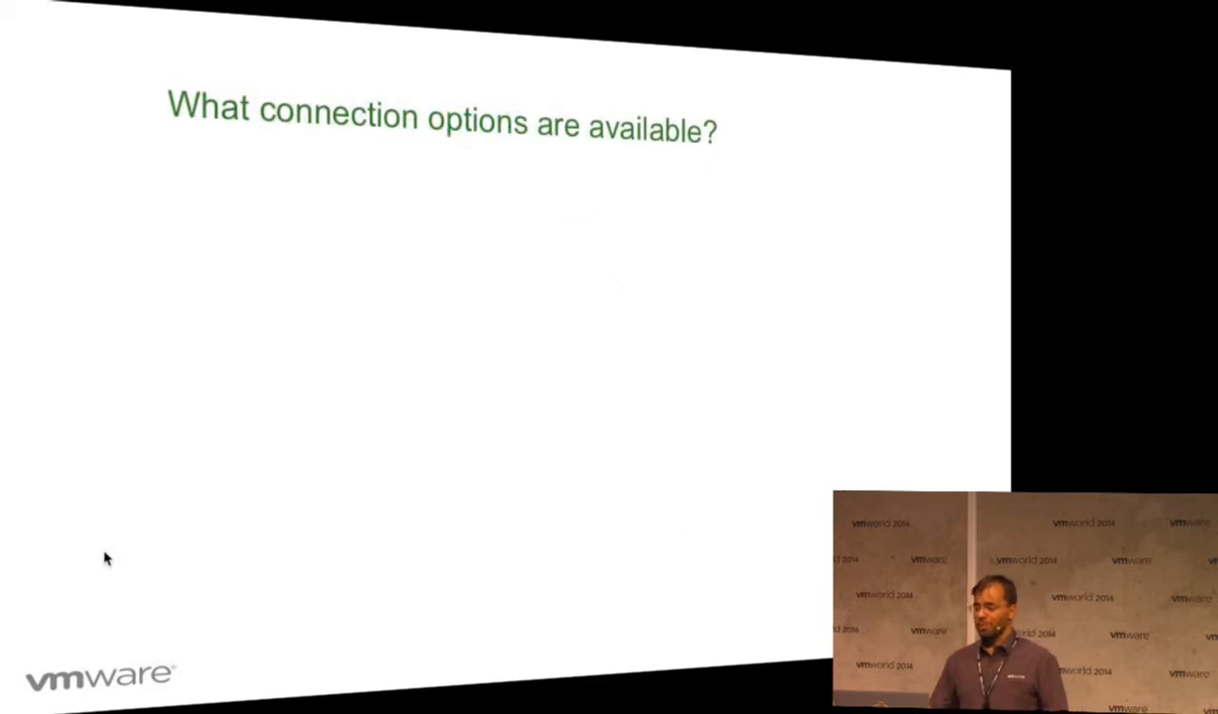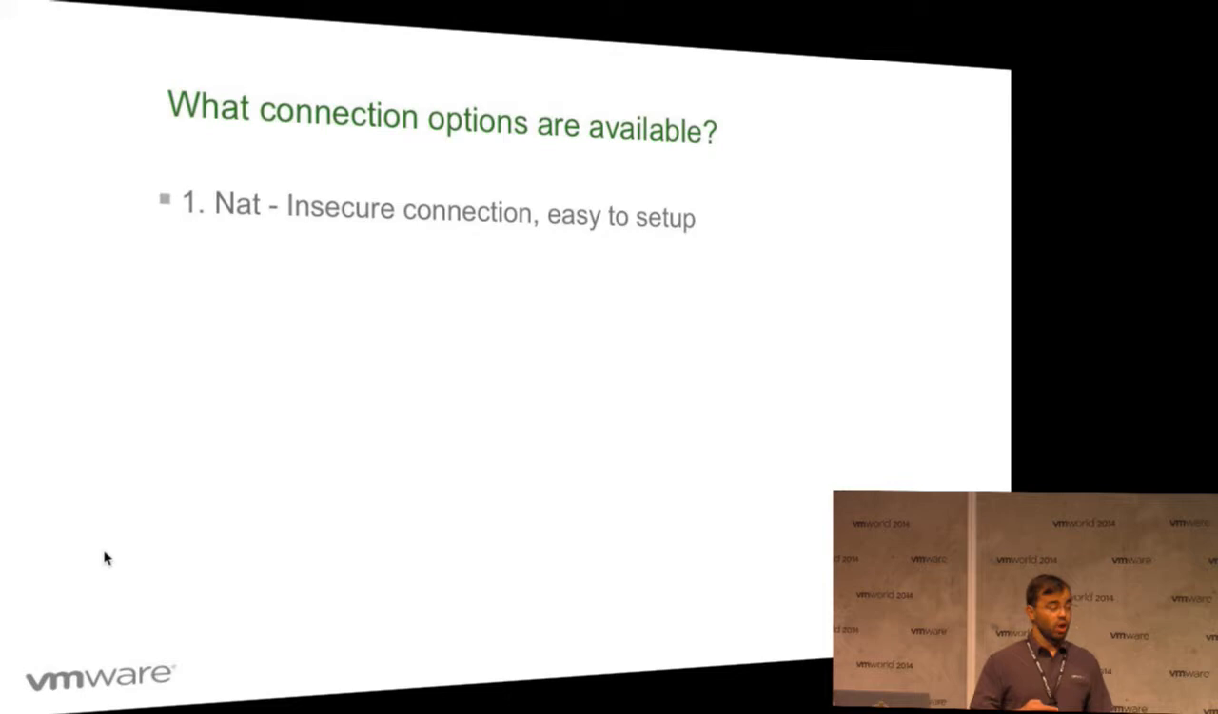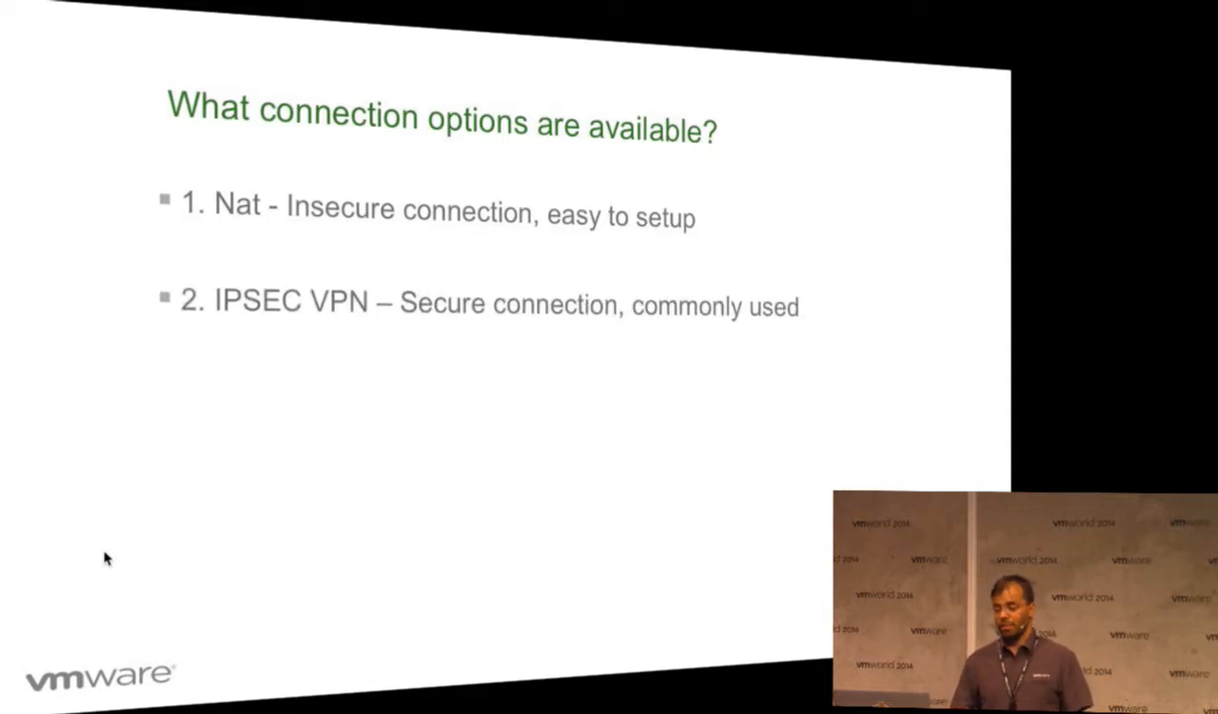So once we have the networking, how do we actually connect our data center into vCloud Air? How do we plug the services? We deploy the services in there, but how do we access them? How do we consume? The first option that we will talk about will be NAT. It will be insecure, it will go over the public network, so it's prone to attacks, latency, and so on. The good thing is it's very easy to set up, and it's there by default.